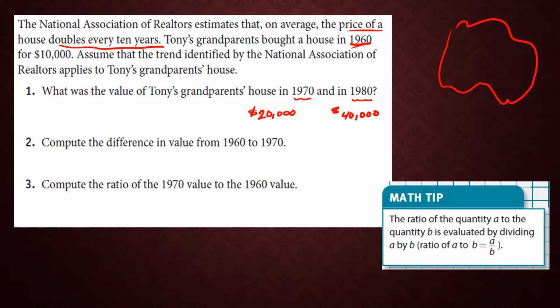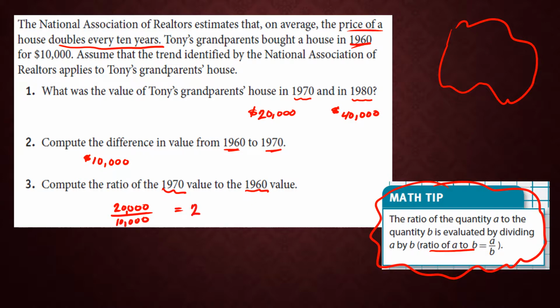Compute the difference in value from 1960 to 1970. So it changed by 10,000, went from 10 to 20. And then compute the ratio of the 1970 value to the 1960 value. Just a little reminder, the ratio of A to B is evaluated by dividing A by B, so the ratio of A to B would be A over B. So 1970 to 1960 would be 20,000 over 10,000, which equals 2.